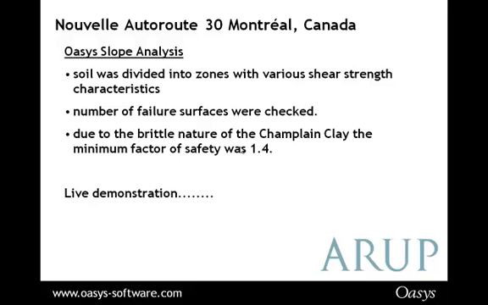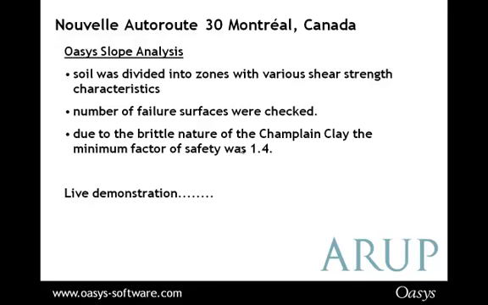The engineers used the Oasys slope analysis, and this was done for the embankment design and for the cutting design, but I'll focus on the embankment design. The soil was divided into zones with various shear strength characteristics. A number of failure surfaces were checked, and due to the brittle nature of the clay underlying the surface stratigraphy, the minimum factor of safety was chosen to be 1.4. So really, it's got a much higher factor of safety because of brittle failure.